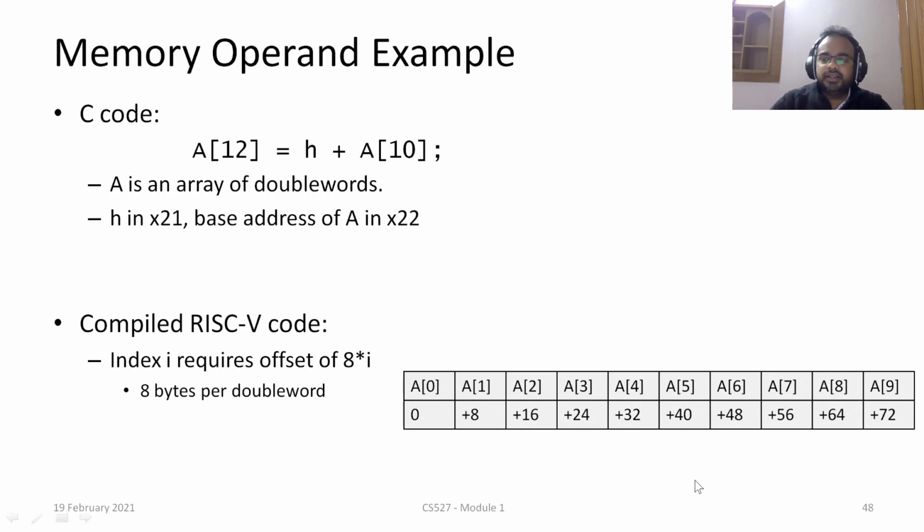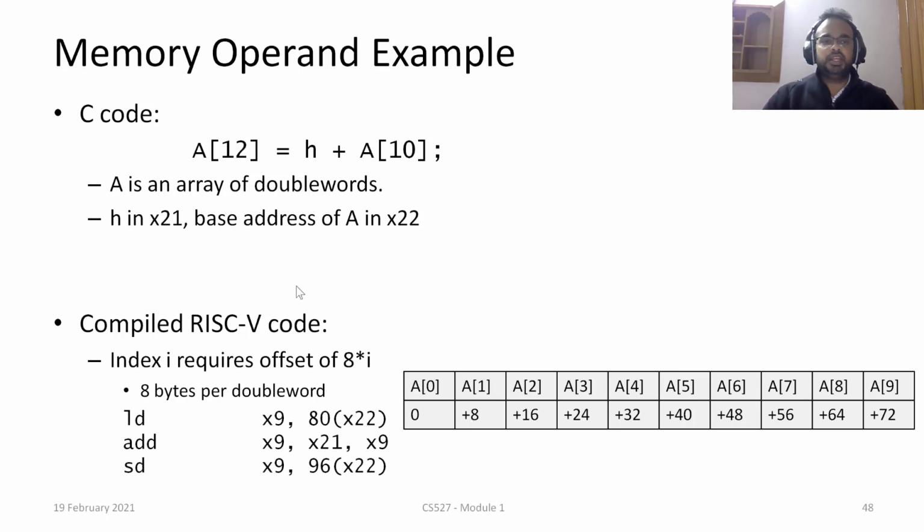Now a quick example here. If A of 0 is stored at location 0, then A of 1 is available after 8 locations. So the offset would be plus 8. If you want, let's say, to get the value A of 5 and we have the starting address A of 0, then we need to add 40 to the base address to get the location of A of 5.